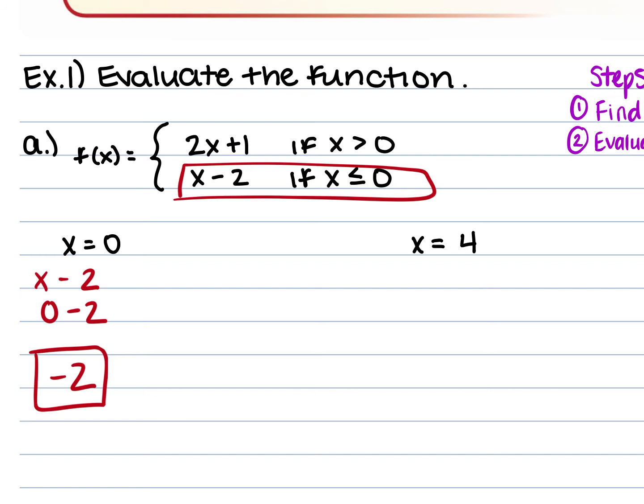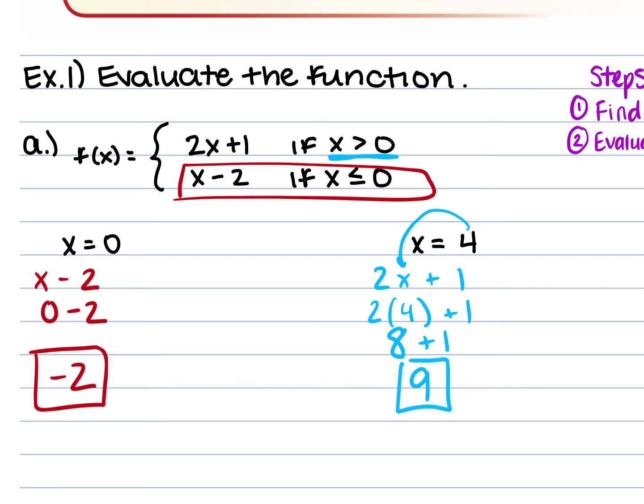For the next one, x is equal to 4. Does that fall into the first piece or the second piece? First, because that's when x is greater than 0 and 4 is greater than 0. So we have 2x plus 1, and I plug in 4 into the x. So 2 times 4 plus 1. Make sure you follow your order of operations. So what do I have to do first? Multiply. 2 times 4 is? 8, and 8 plus 1? 9. Awesome.